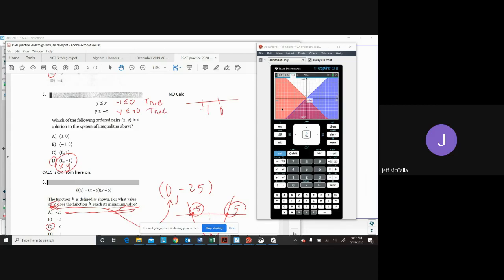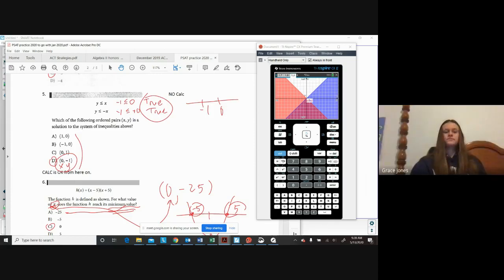Because negative 1 is less than 0. When it says less than or equal to, that means smaller than or equal to. So it wasn't equal to, but it was smaller. So those are both true. So literally that's almost just as fast. You could graph it, but plugging in the points is definitely another way to go. That's not a bad way to go at all.